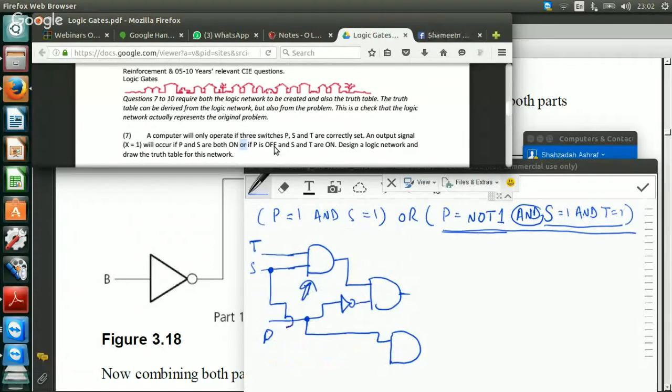Over this line it is not short with this one. This jumper basically means that this line is not joined with this P. It is just moving above that. We can also call it a bridge. We can also call it a jumper.